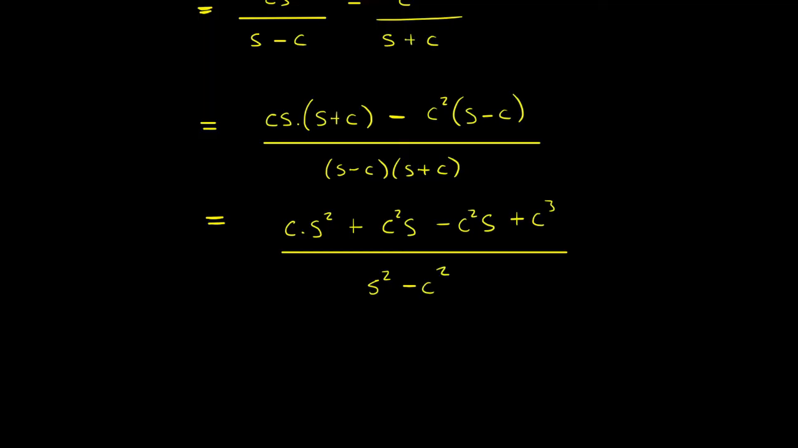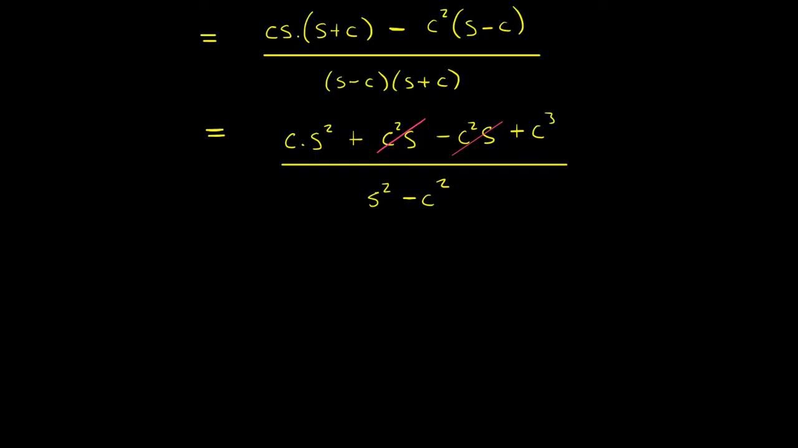Now, on the top, hopefully what you can see is we got plus cos squared sine and minus cos squared sine, so that disappears. And then on the numerator here, we can factorize out a cos. So if I factorize out a cos, then what I'm going to end up with is cos bracket sine squared plus cos squared, all divided through by sine squared minus cos squared.